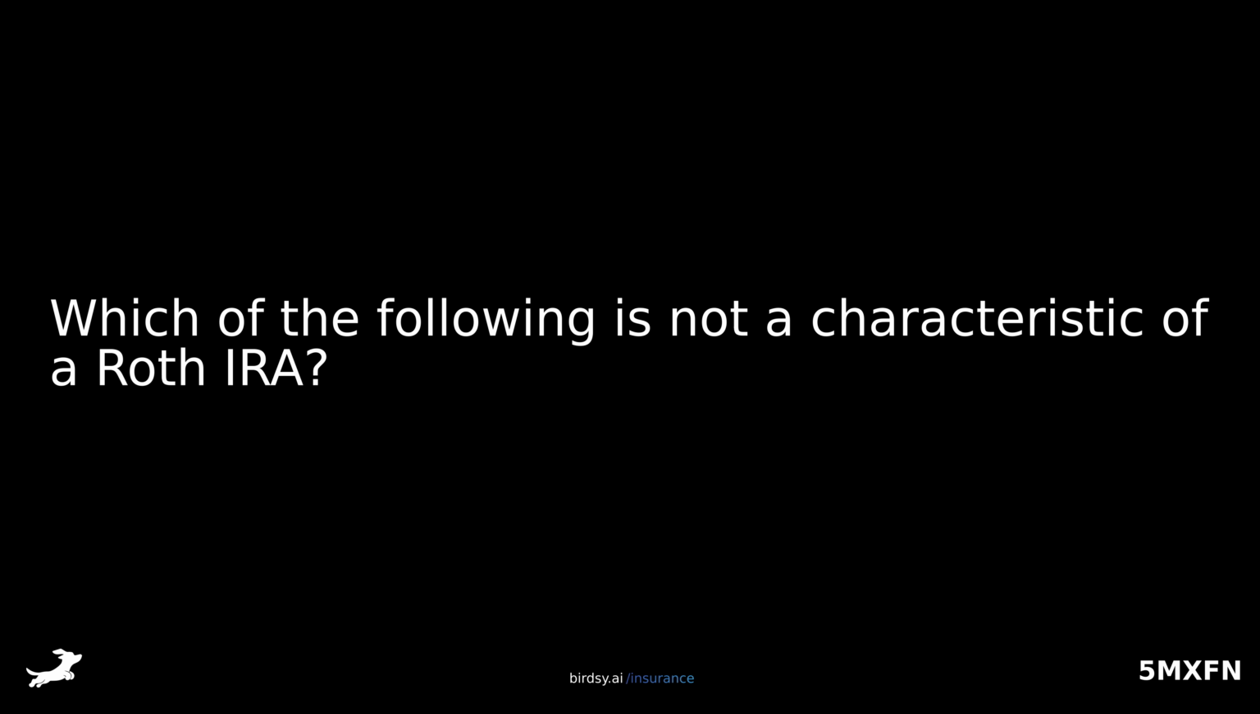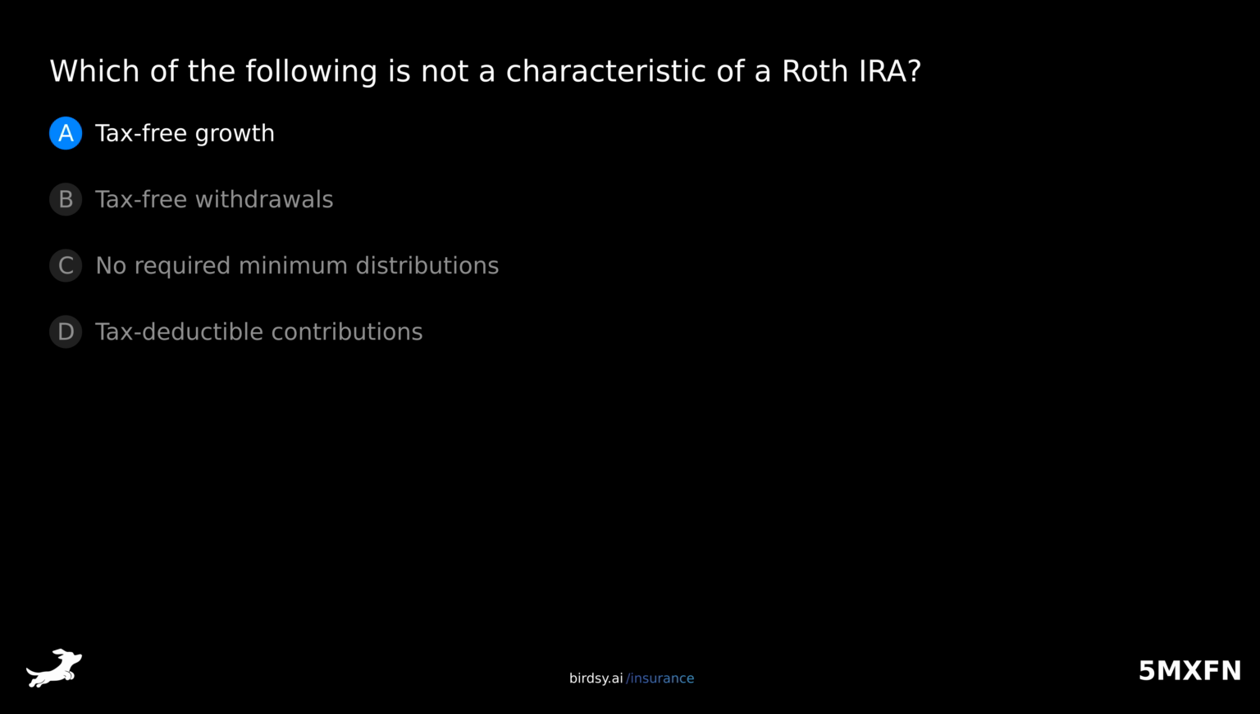Which of the following is not a characteristic of a Roth IRA? Is it A, tax-free growth, B, tax-free withdrawals, C, no required minimum distributions, or D, tax-deductible contributions? The answer is D, tax-deductible contributions.